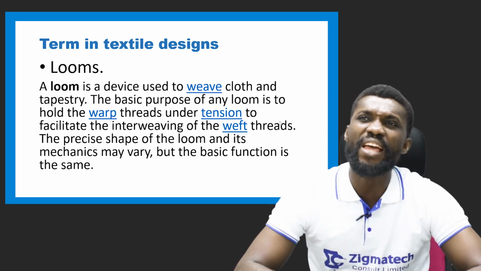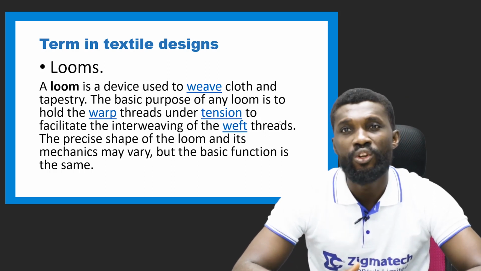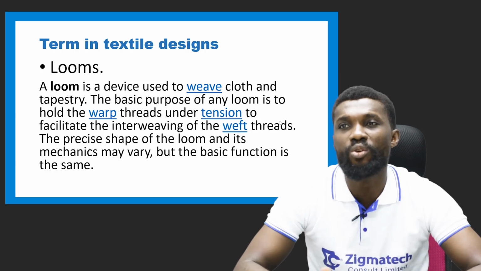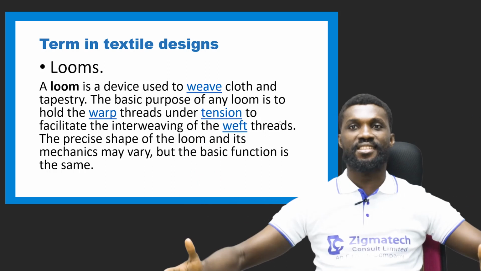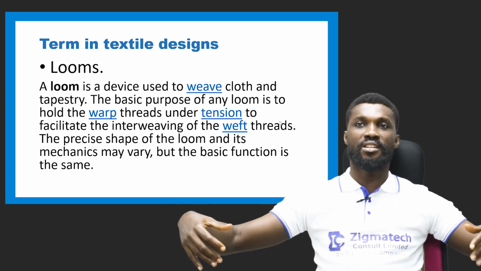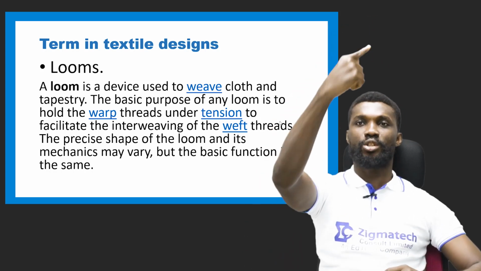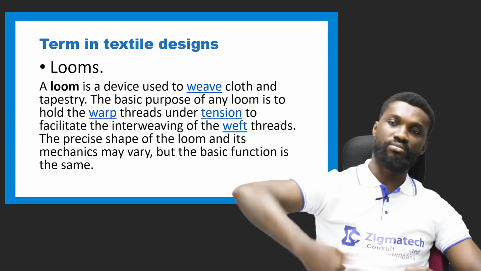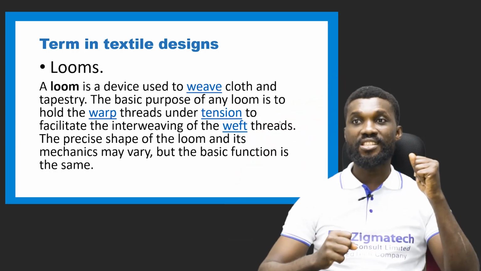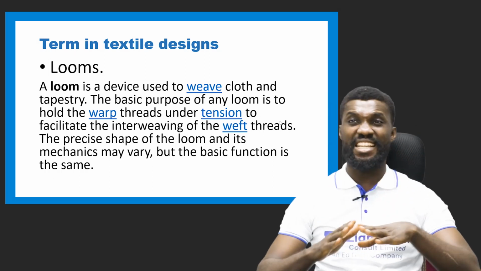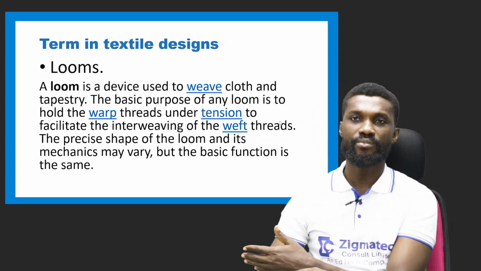Now the basic purpose of any loom is to hold the warp thread under tension to facilitate the interweaving of the wefts. A loom is a device, a machine, a local machine that holds the warp. Now the warp is the thread that runs on the loom. The major work is to tension it to make it straight. You understand? It holds it under tension to facilitate the interweaving of the weft thread. Now the weft goes through the warp.